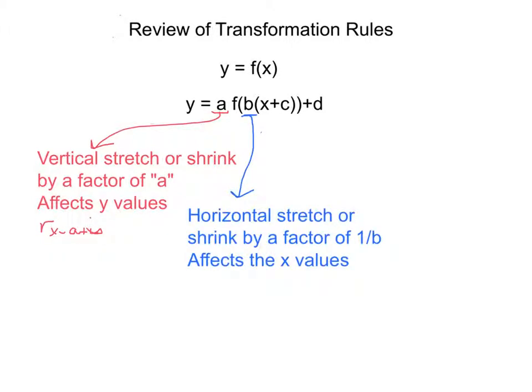The b in our equation, which is right in front of the quantity x plus c, is a horizontal stretch or shrink by a factor of 1 over b. Remember, factors that have to do with the x values, which is what is affected here, tend to do the opposite of what we expect. So if that b was a 2, it would represent a horizontal shrink by a factor of a half, not a stretch by 2. If b is negative, it would be a reflection over the y-axis.